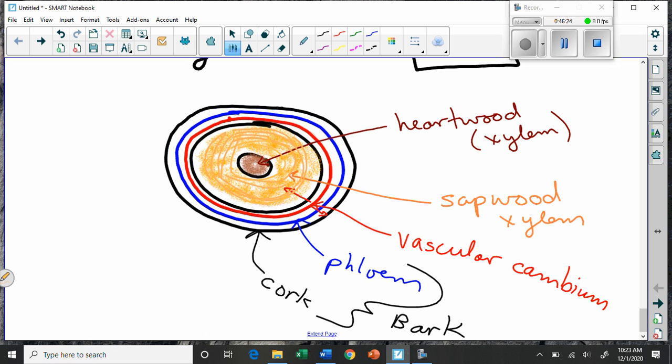Because the dense material represents slow growth. And the less dense material represents rapid growth, where the cells have grown more quickly. And so in between the rings is the spring growth. And then we get this ring structure. So if you count the rings, it gives you an idea of how many years old the tree is. And of course, that's all the xylem.